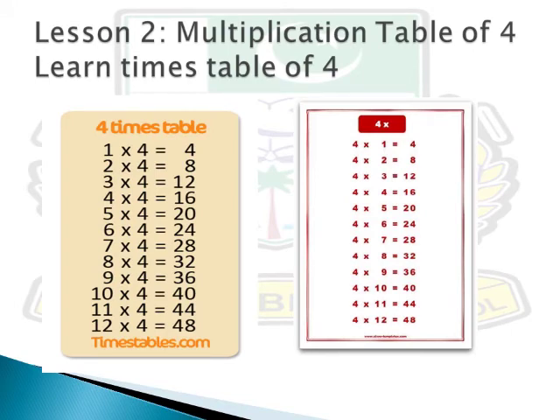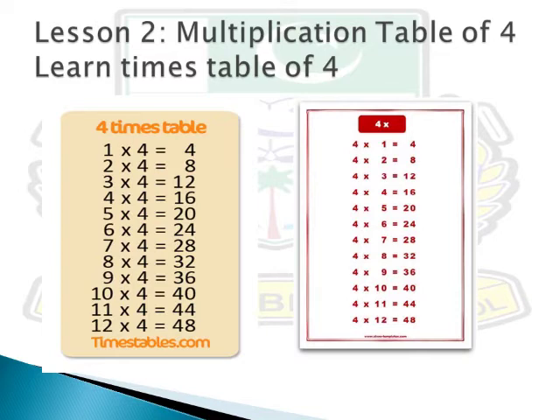Let's learn timetable of 4. 1 four is 4, 2 fours are 8, 3 fours are 12, 4 fours are 16, 5 fours are 20, 6 fours are 24, 7 fours are 28, 8 fours are 32, 9 fours are 36, 10 fours are 40.